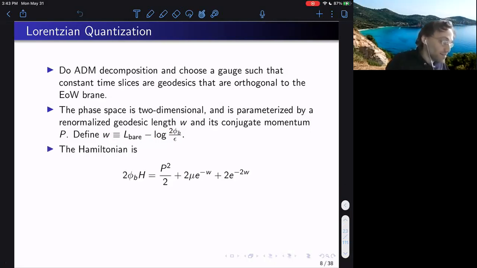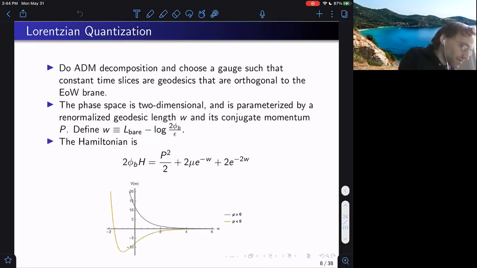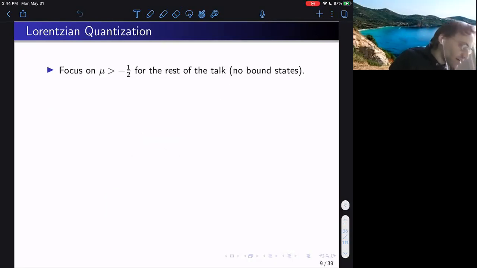Okay, good. So you get this two-dimensional phase space, and this is the Hamiltonian. It's very simple. So basically, it's just that of a scattering problem in quantum mechanics. Here I've drawn the potential for positive and negative values of mu. And again, only when mu is negative can you have negative energy solutions. And when you quantize, these will become bound states. Okay, so now for the rest of the talk, I'm going to focus on the case where mu is greater than -1/2. -1/2 is the threshold for having bound states. So we're going to focus on the case where there are scattering states only.